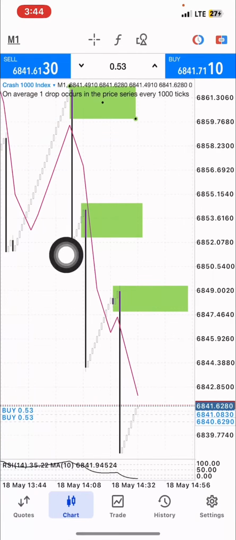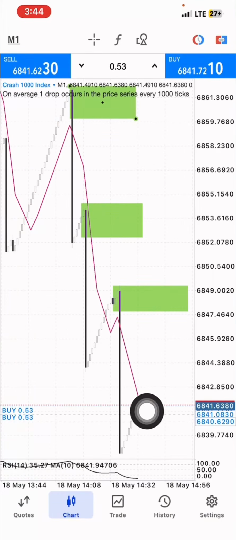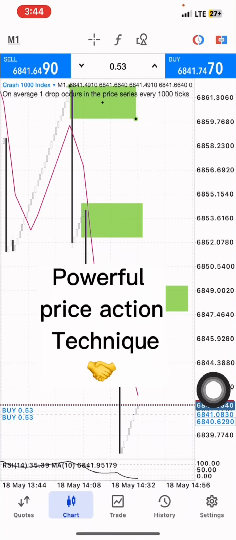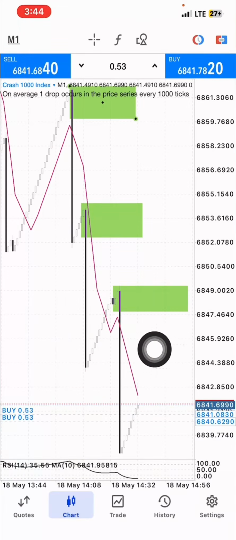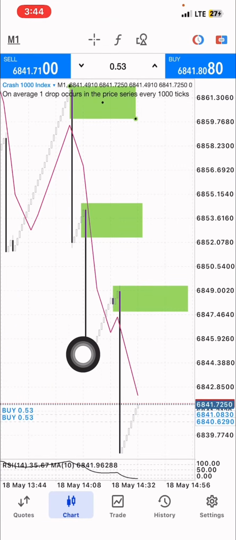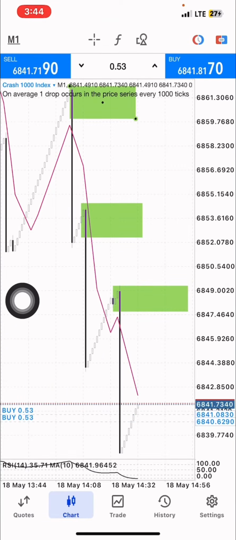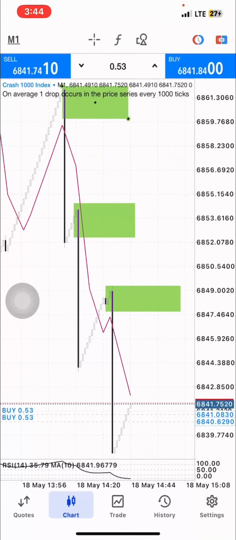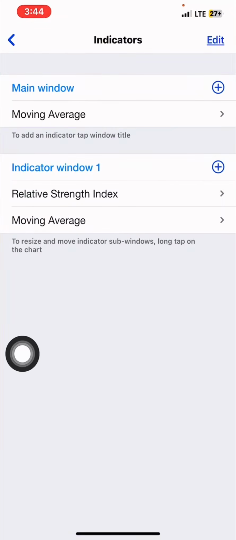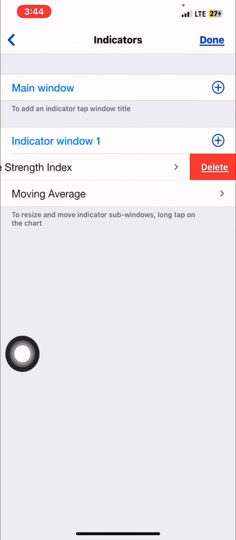Now, in as much as you see some trading indicators here, I'm still going to be showing you one very powerful price action technique that you can use to be on the right side of the market. So what's the first thing you're going to do? Go to your indicators icon. Let me just delete everything here so we can do it together.